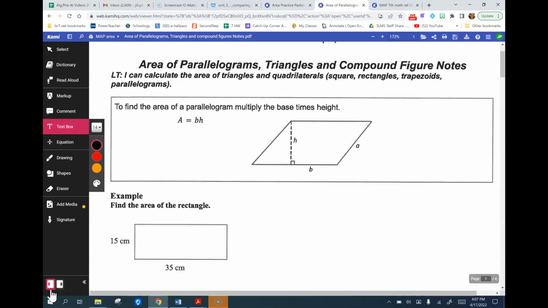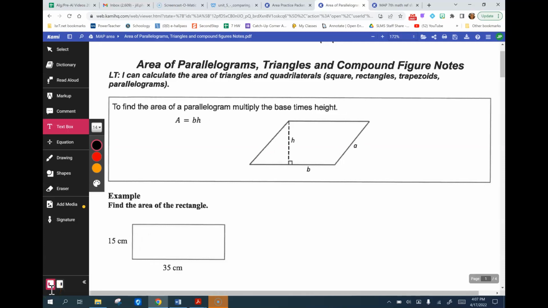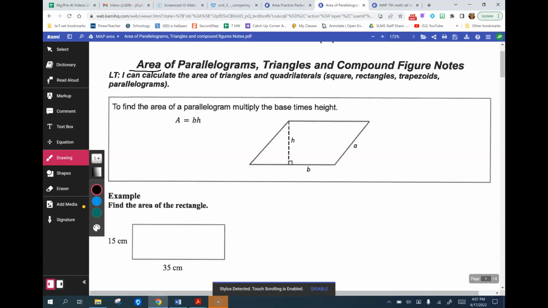So now we're going to talk about area of lots of different things. And I want you to understand we're going to be using this in lots of different places, but one of the reasons we want to do it right now is we want to make sure that you're ready for that MAP test and that you don't have to worry or stress about it.